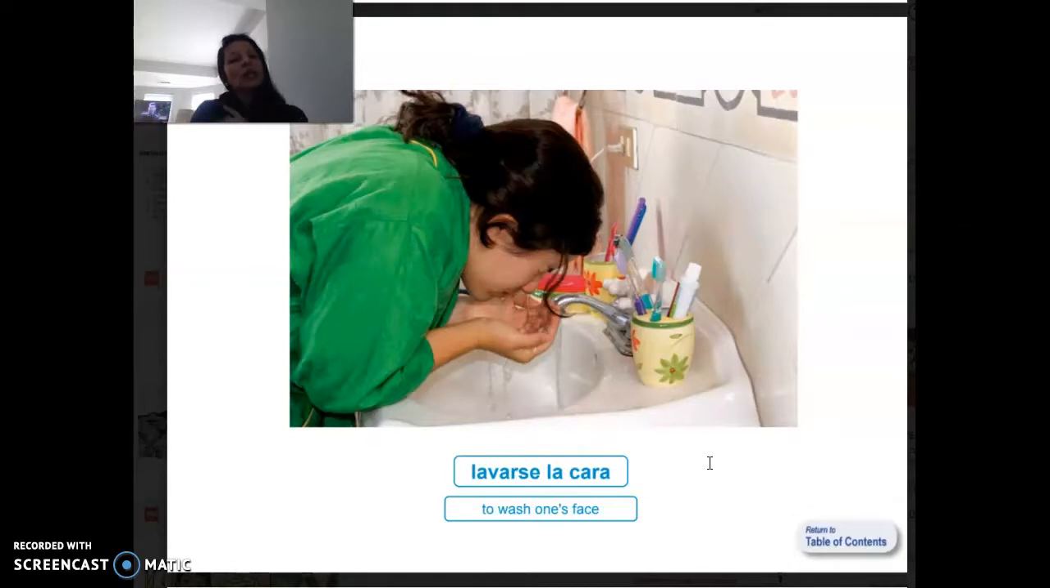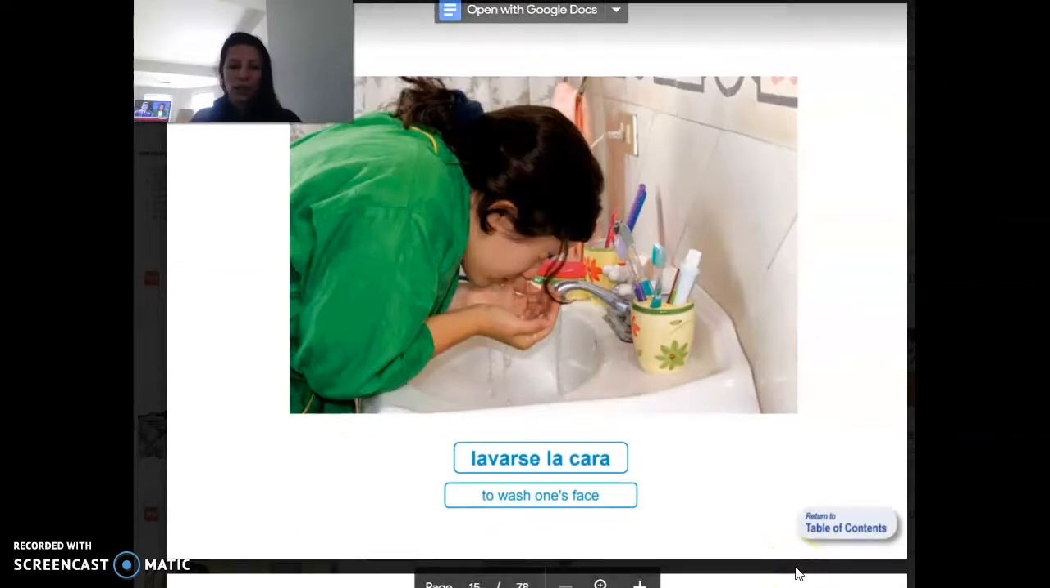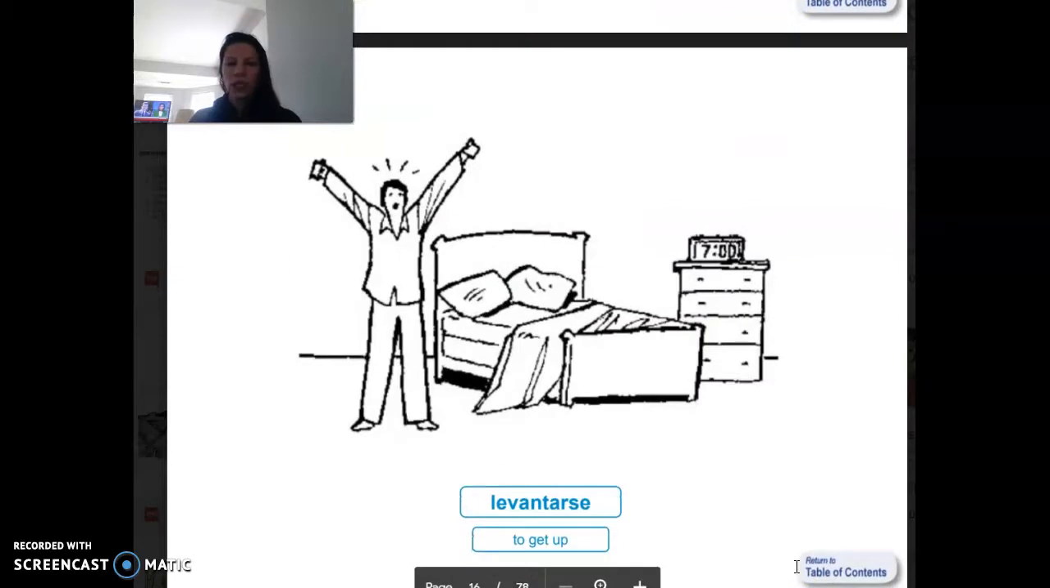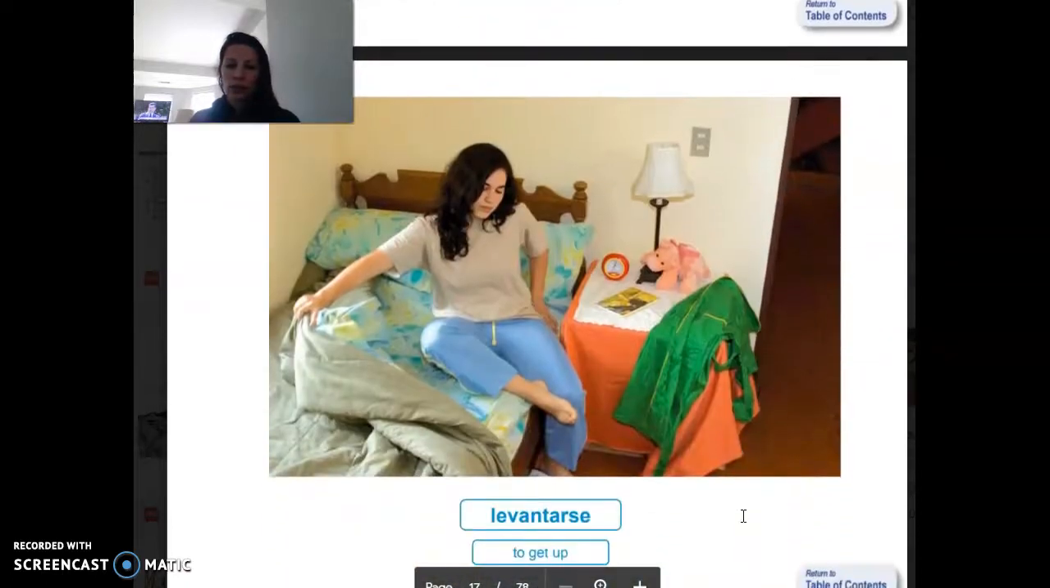If you're washing the dishes or washing a car, then it doesn't have this se you see here, because the car or the dishes are not part of yourself. See? So that se means that it's done to your body, meaning you. Lavarse la cara. Levantarse, remember I mentioned despertarse, to wake up. Levantarse, to get up.